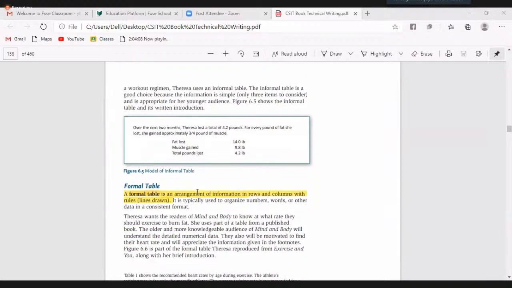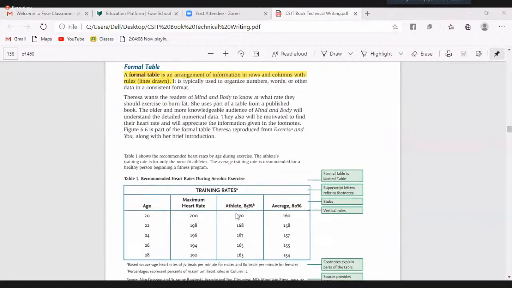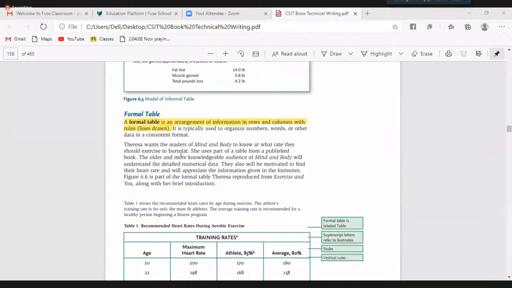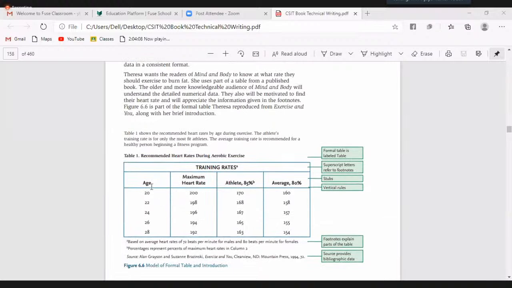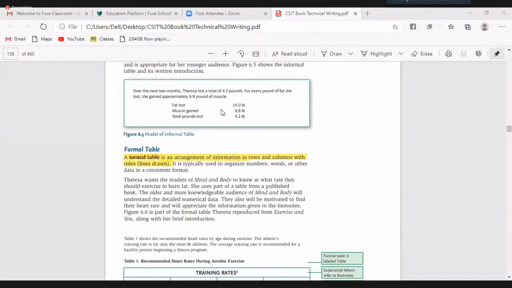And now see the formal table. This is the example of a formal table. See. So a formal table is very clear, but in an informal table, things are not so clear, right? So in a formal table, what is here? A formal table is an arrangement of information in rows and columns with rules, lines drawn, isn't it? Right? Lines are drawn here. So this is the example of a formal table. So here age is clearly given, maximum heart rate, then athlete, average, isn't it? This is the training rates, right? So in the above table, if we make a line, then it will be a formal table.